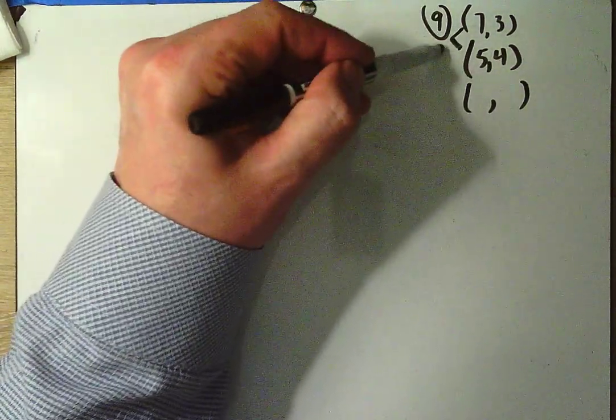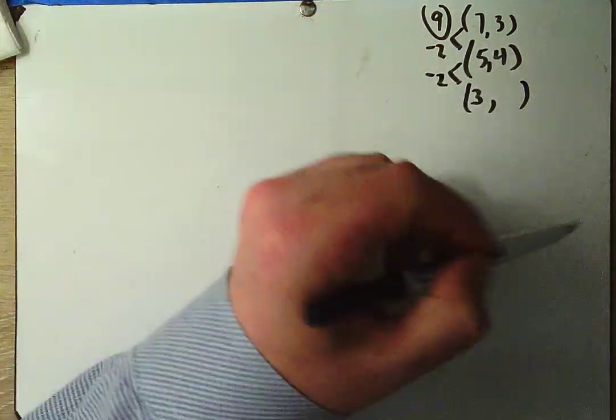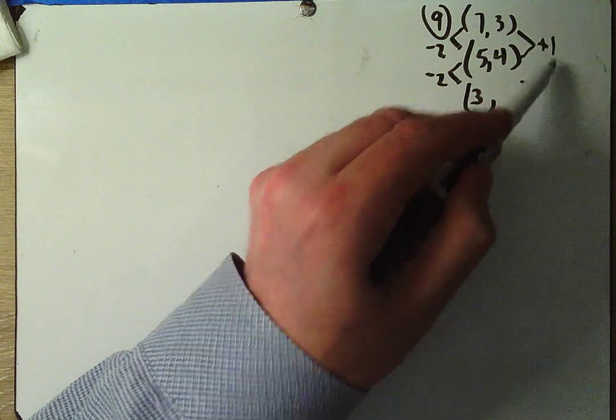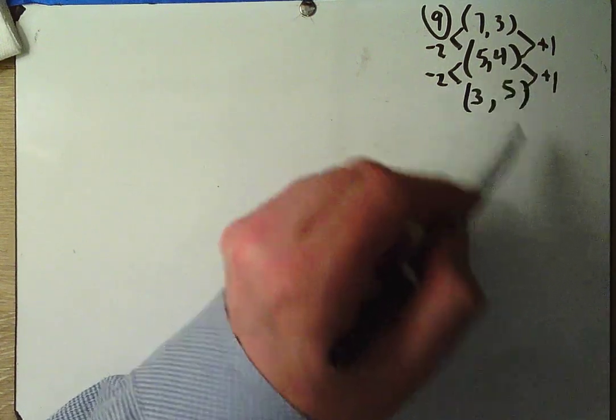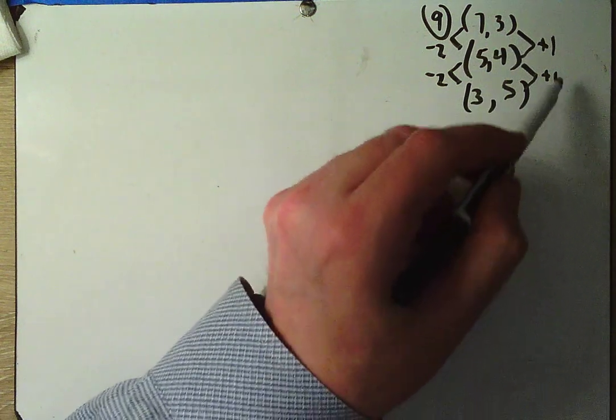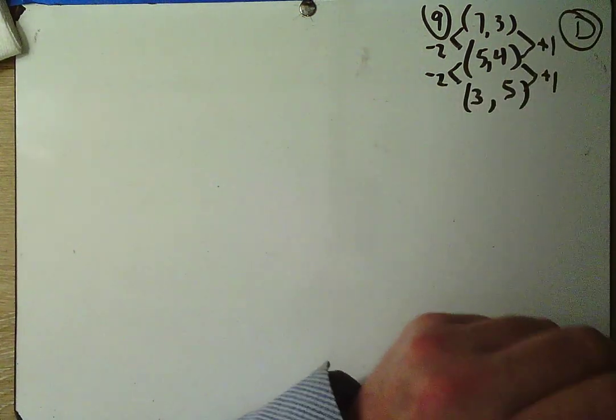Well, we go down 2, so we'll go down another 2. 5 minus 2 is 3. We're going to go up 1 over here, so we're going to go up 1 again. 4 plus 1 is 5. So 3, 5 would be my answer, and that's choice D. D for number 9.